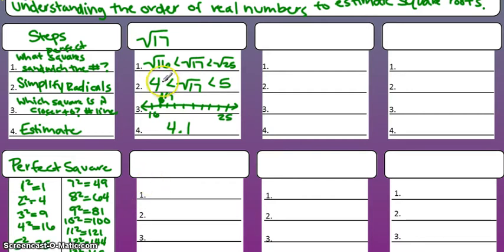That's because 17 is really close to that 16, so the square root of 17 is going to be really close to the square root of 16. We're going to use our approximating sign, which is an equal sign but squiggly. That means about 4.1.